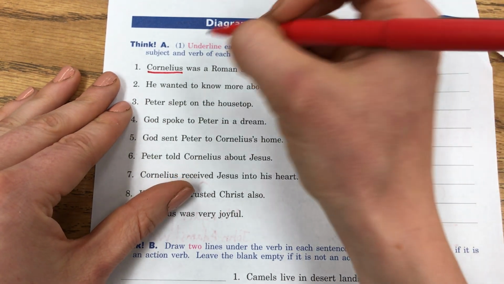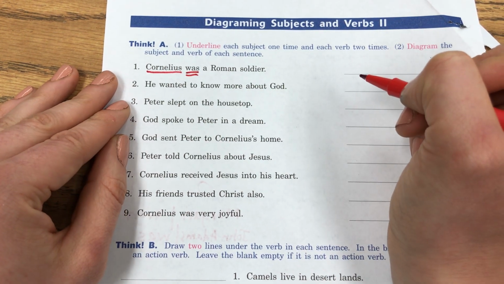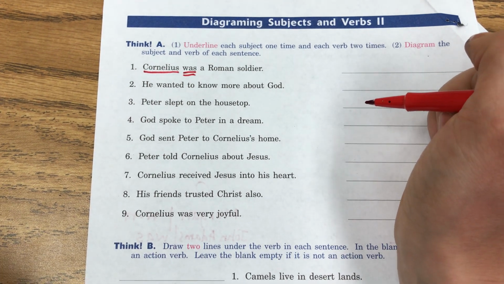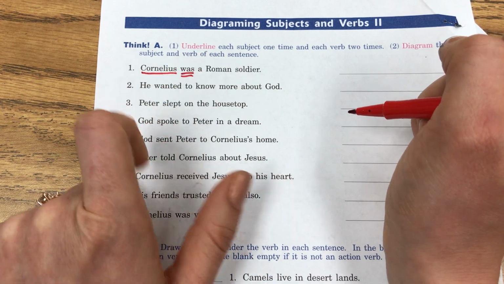Nope. But there is this helping verb was. Remember, am, is, are, was, were, being, been, have, has, had, do, does, did, shall, will, should, would, be, might, must, can, could. Cornelius was, or Cornelius equals Roman soldier.